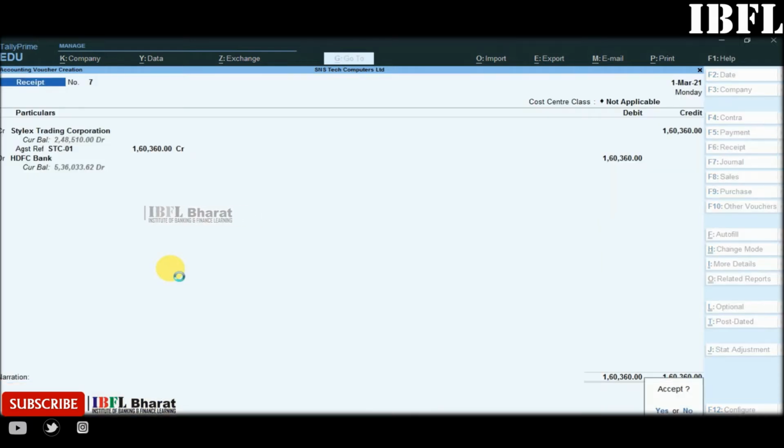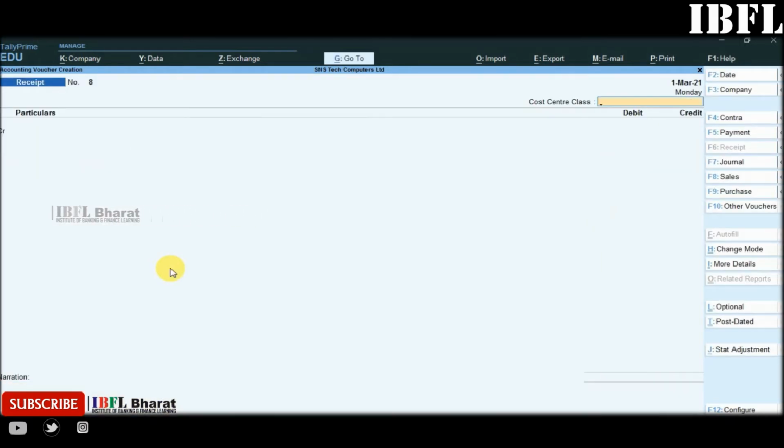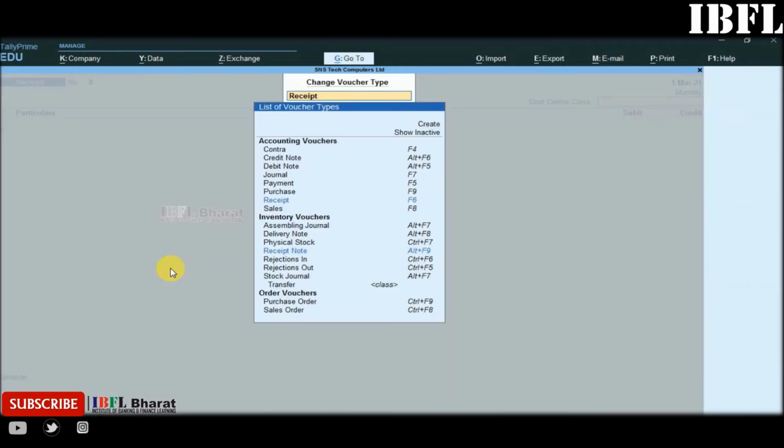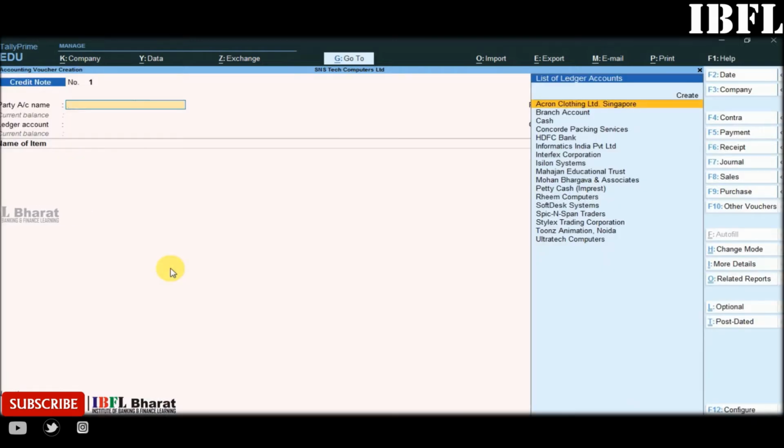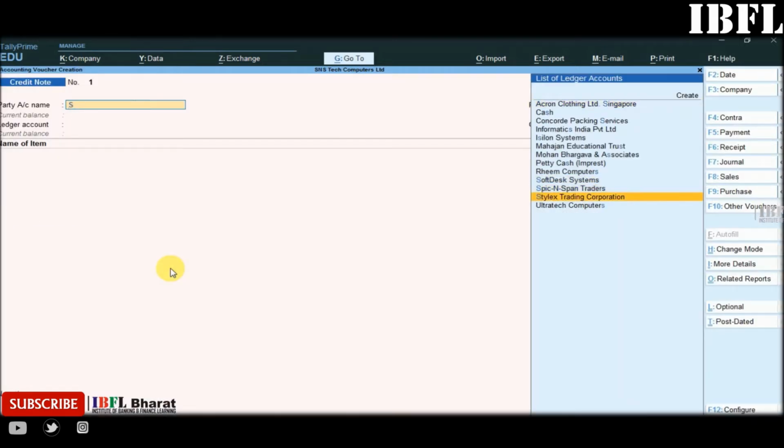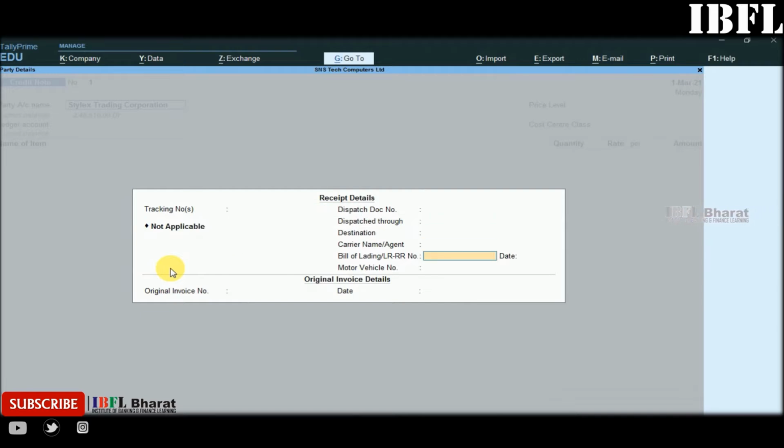Accepting the entry. Another entry we have is to raise a credit note for one computer i3 returned by Stylex Trading Corporation. This is another entry of Stylex, in which Stylex Corporation is raising a debit note, on which we have to punch a credit note with us. So we come to F10 and select credit note here, Alt F6, and we take Stylex as party, which is returning item 1.